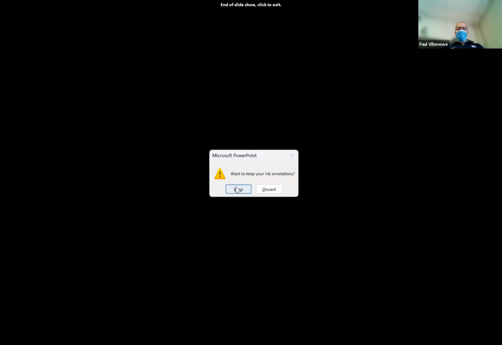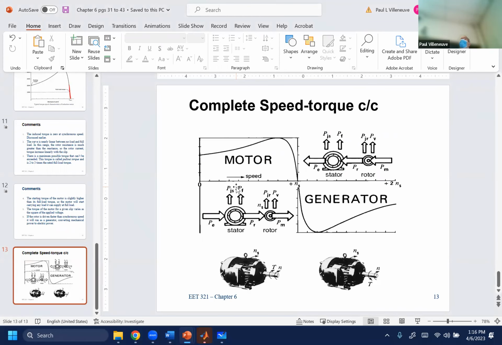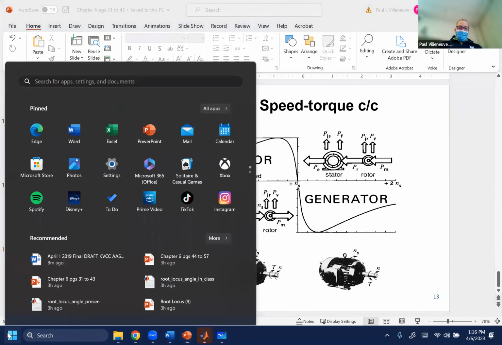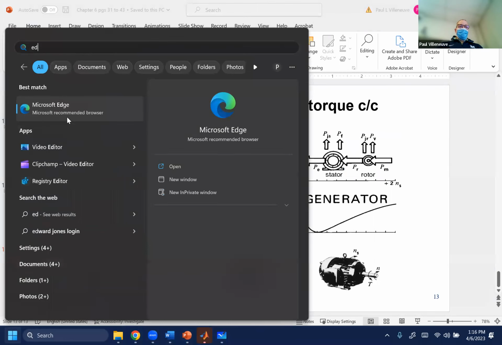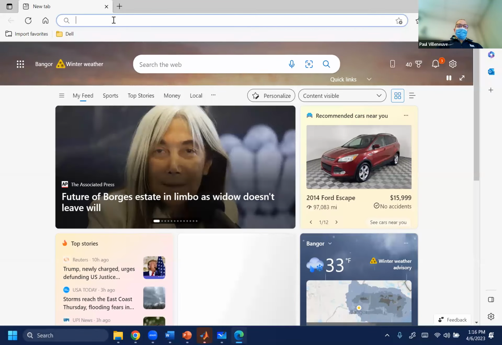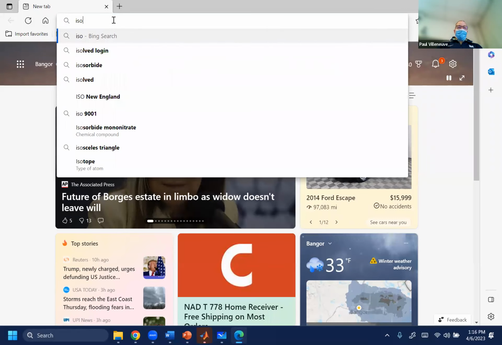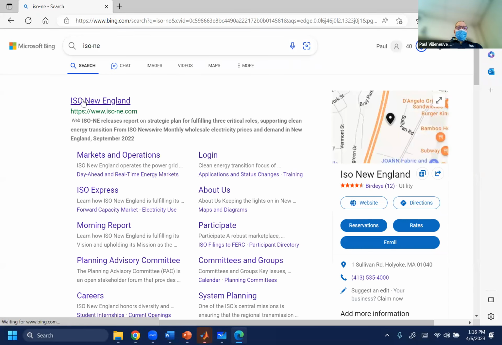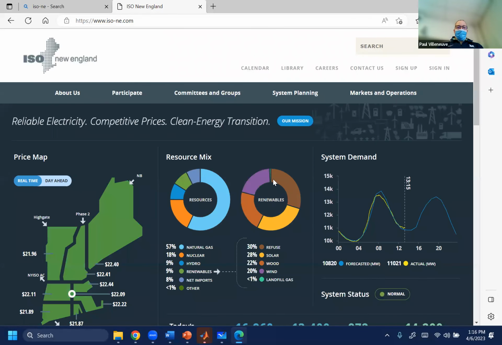How many hydroelectric dams? I don't know the numbers, but they really haven't decreased all that many. For a while they were decreasing them, but now it's held pretty stable. So if you go to ISO New England, they have a lot of the information on the generation. So if you look over here, this is New England, and you can see hydro is this line right here. So 9% of the generation is hydroelectric.